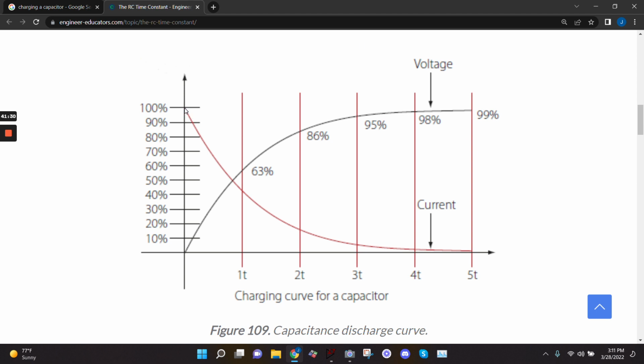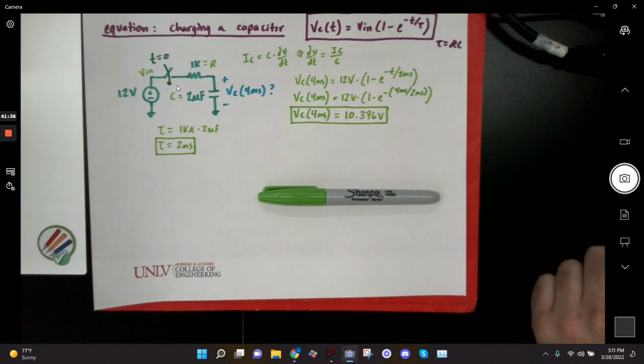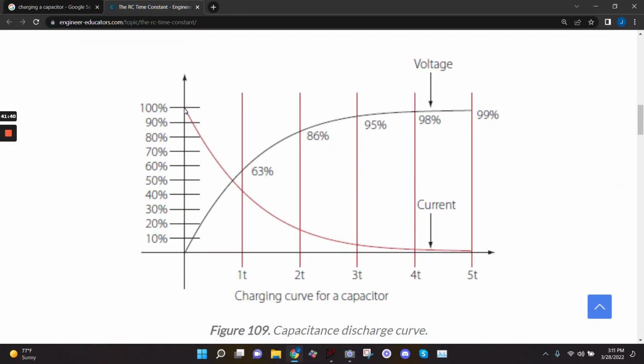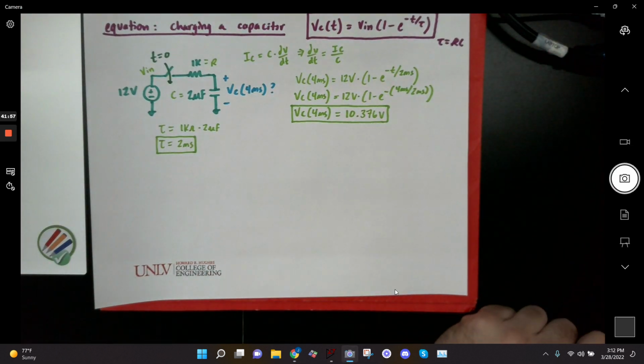But this is the same case as when it's discharging. If I were to say that it was initially 12 volts and then I closed the switch and drained the capacitor, this plot is showing me that the same thing happens. After one time constant, it's 63% discharged. And after two, it's 86% of the way to being discharged. So in this case, I did 4 milliseconds, which was 2 time constants.